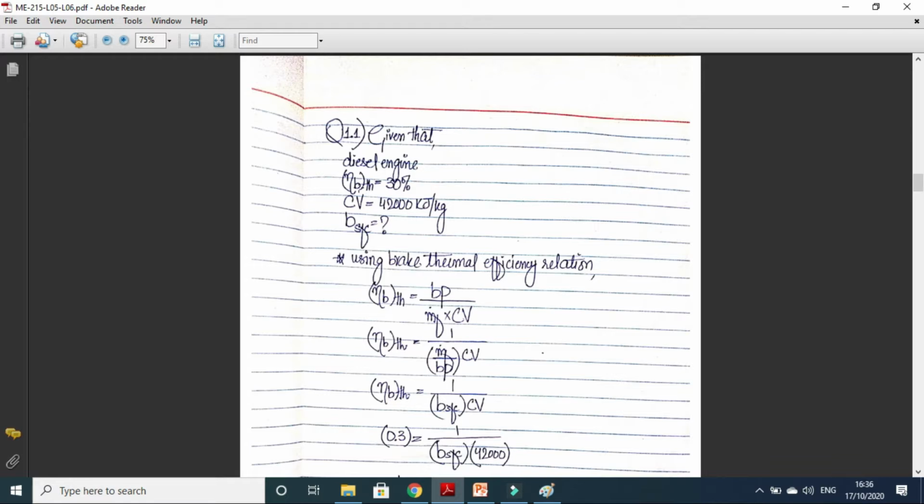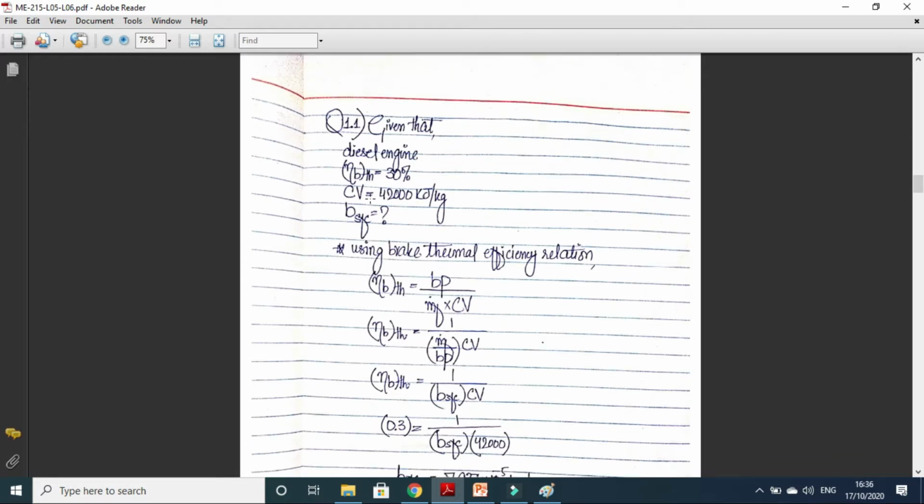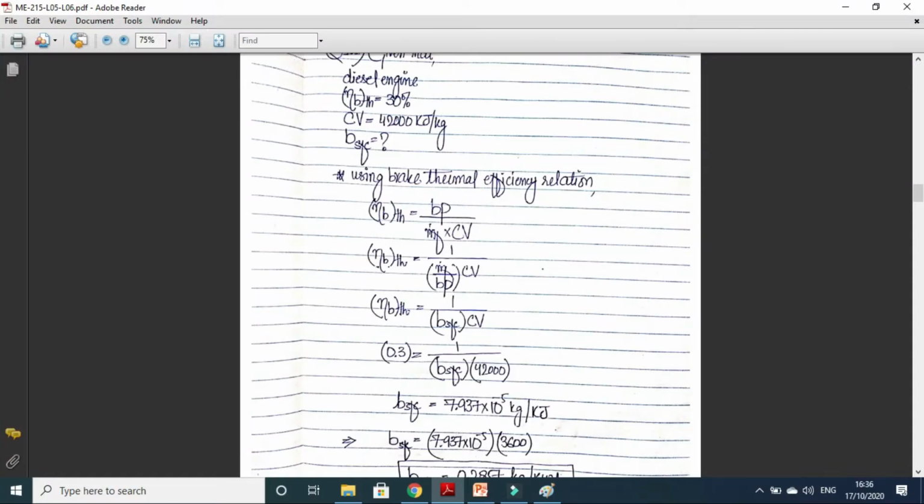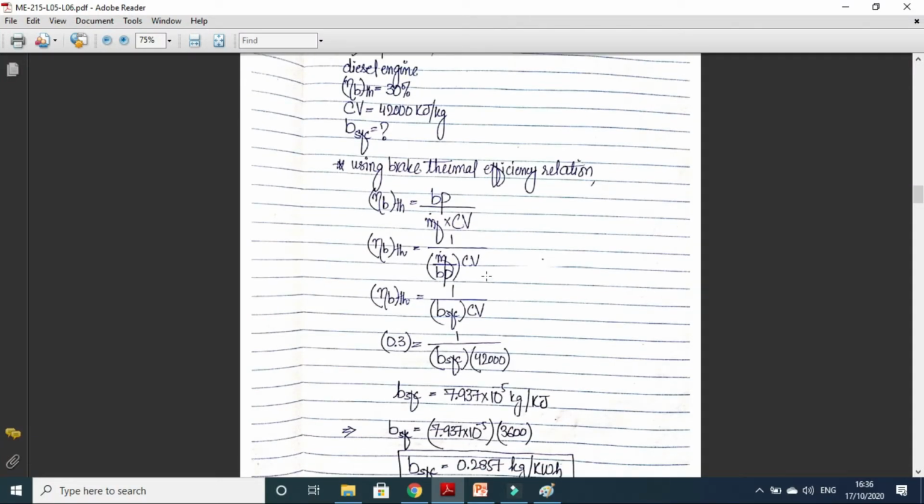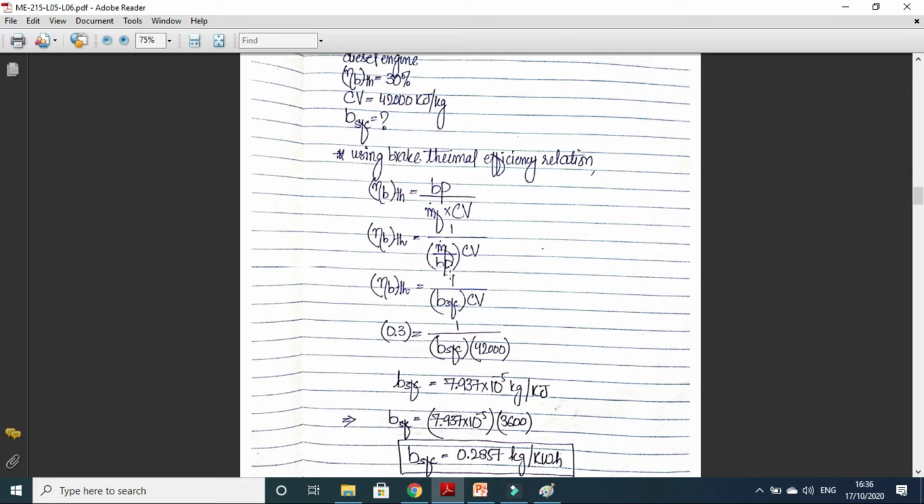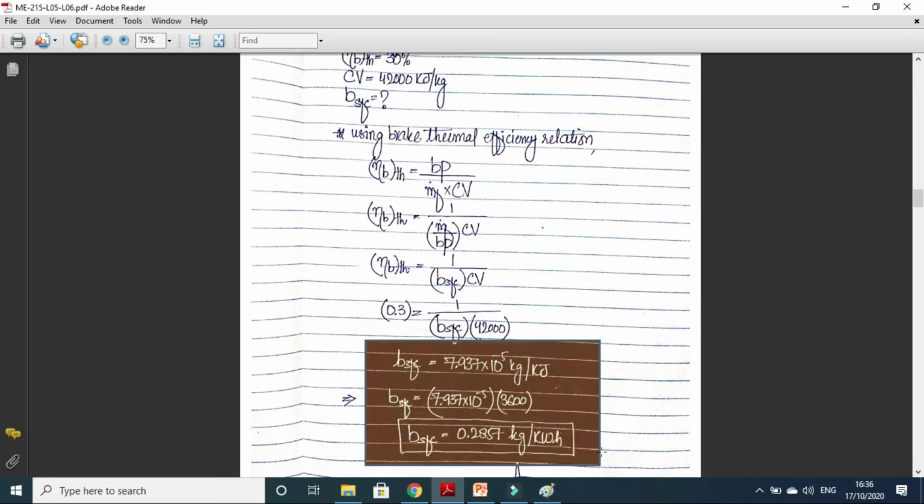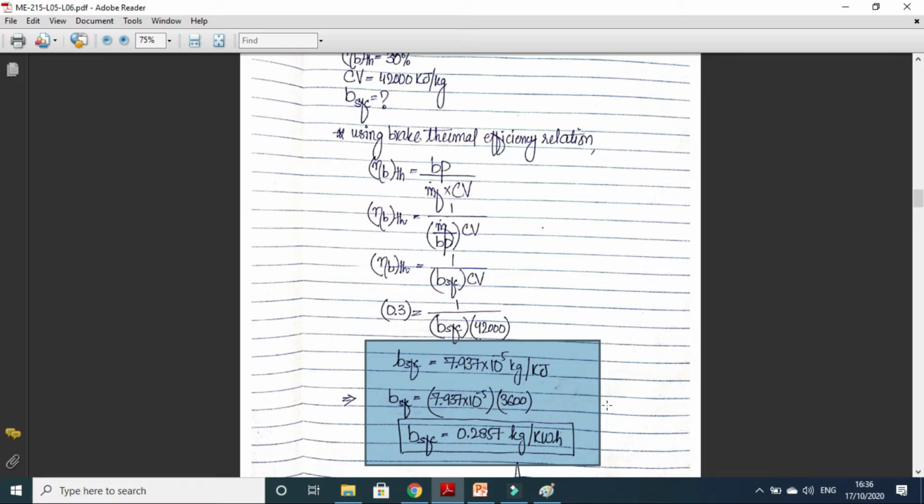So given is brake thermal efficiency is 30%, calorific value is 42,000 kilojoule per kilogram. This is the formula for the brake thermal efficiency. I do the simplification. m dot f upon BP is the brake specific fuel consumption, 1 over 0.3 times 42,000. I put the values and I get the answer. Brake specific fuel consumption is equal to 7 times 10 to the power minus 5 kilogram per kilojoule. Now if I multiply it with 3600, then I get the answer in kilogram per kilowatt hour.